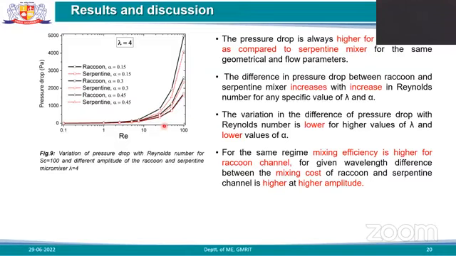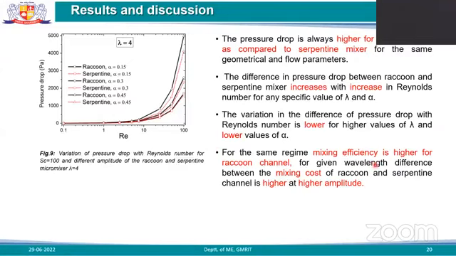And the variation in the difference of pressure drop with Reynolds number is lower for higher values of lambda and lower values of alpha. And for the same region, the mixing efficiency is higher for the Racon channel. For a given wavelength, the difference between the mixing cost, a term I mentioned, of the Racon and Serpentine channel is higher at higher amplitude. I have not shown that plot here for the mixing cost, but that was the outcome finally calculated.